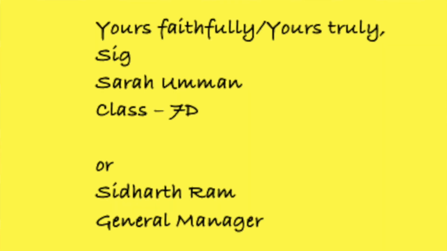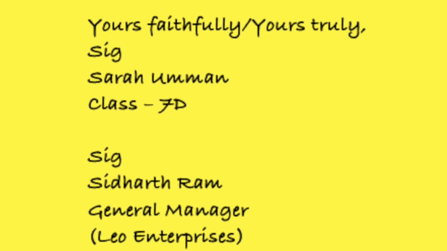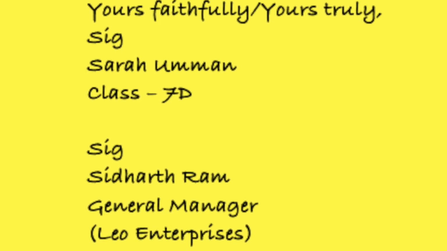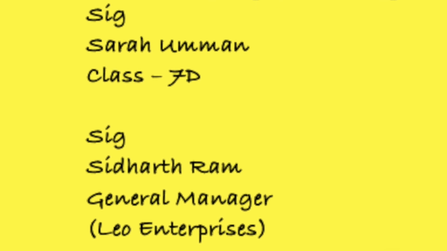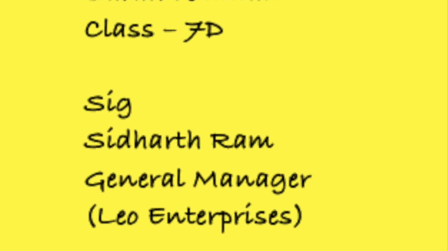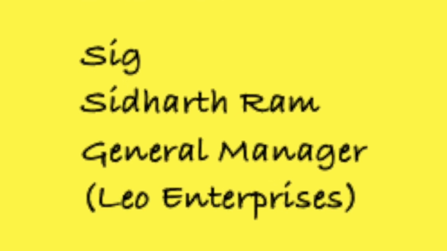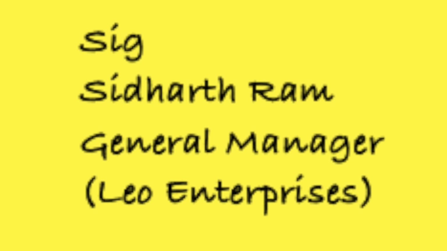Sarah Woman, class 7. You are a student and you are writing a letter to your principal or your class teacher. If a general manager writes a letter, he can put a signature and write his full name, Siddharth Ram, the general manager, then the company's name, Leo Enterprises. Then the receiver will get the information about the sender.